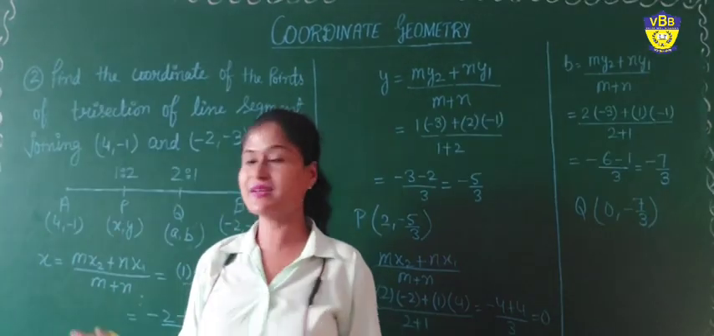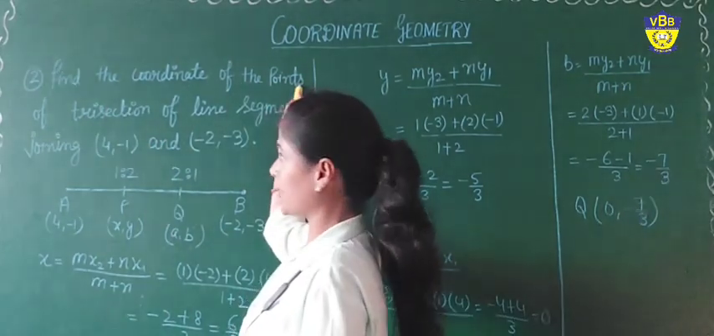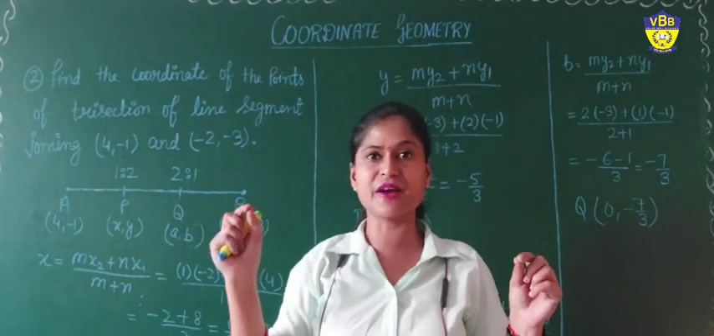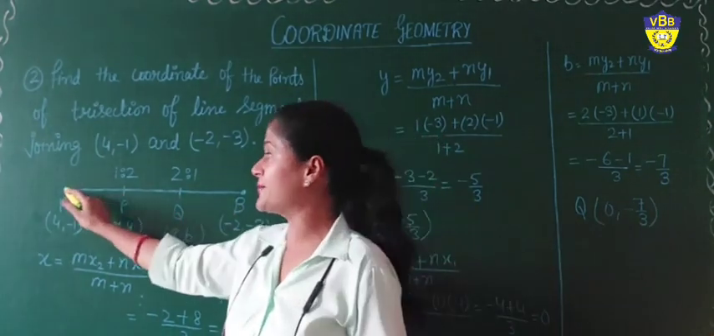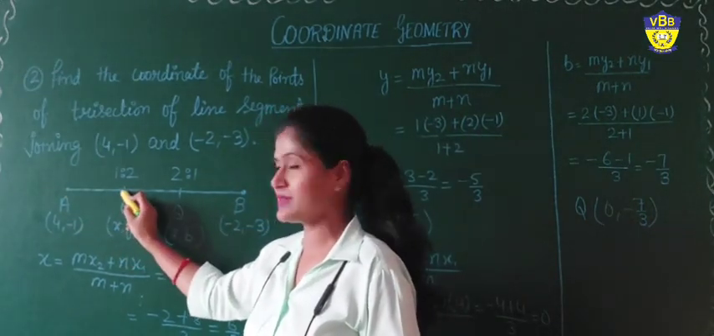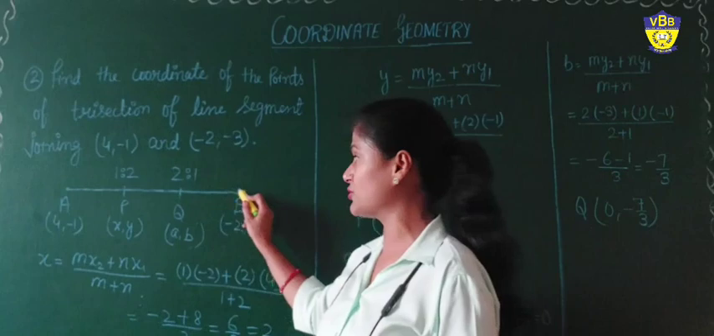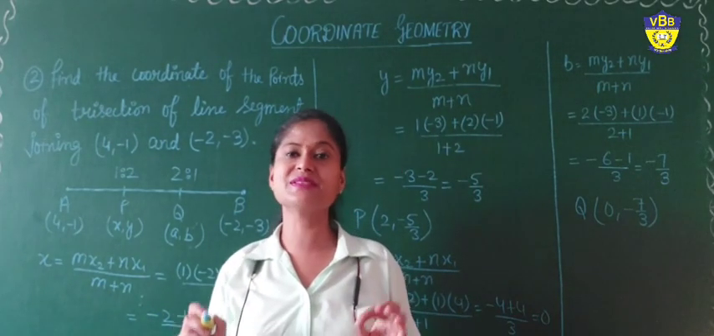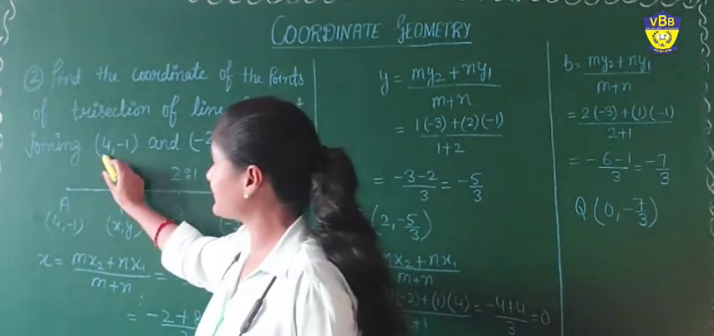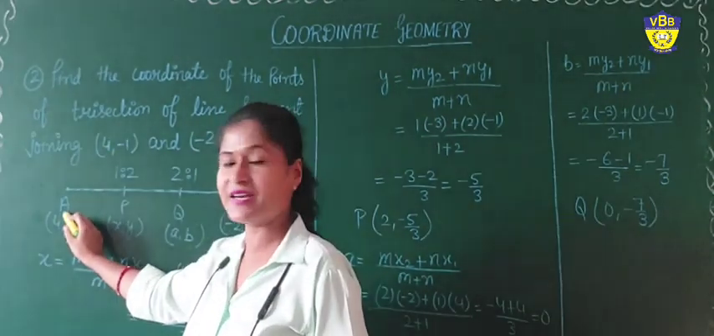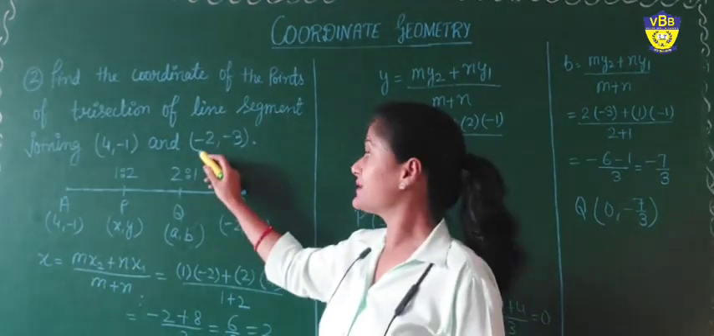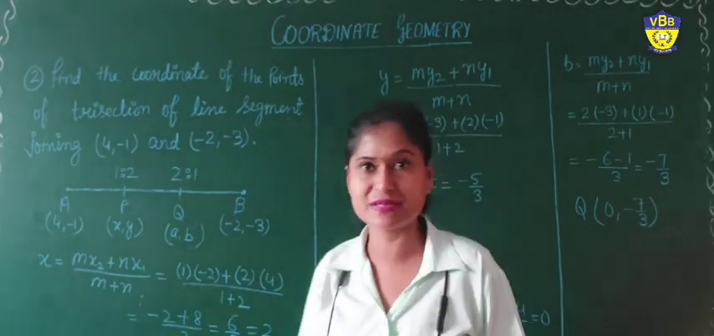Next question: find the coordinates of the points of trisection. What is the meaning of trisection? It means a line is divided into 3 equal parts. If I consider AB as a line, it has 3 parts, which means AP is equal to PQ is equal to QB. Trisection means it is divided into 3 equal parts. The line segment joins the points A (4, -1) and the end point B (-2, -3).